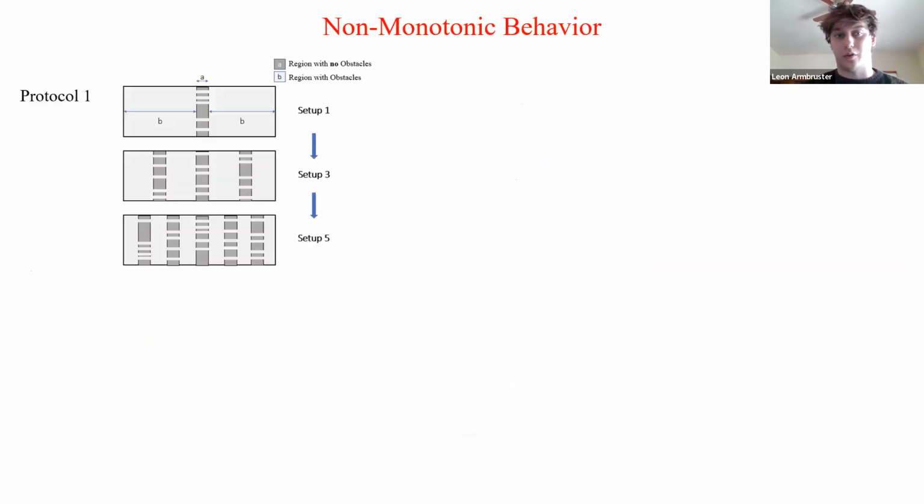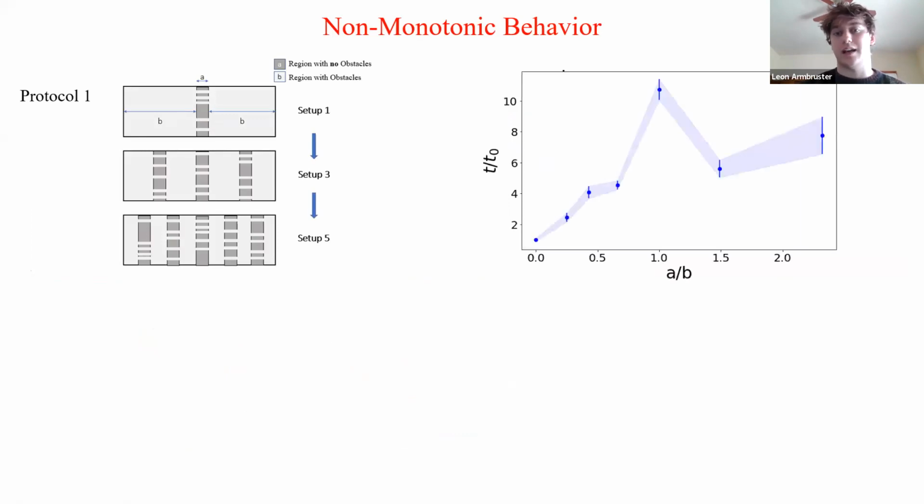And here we see the non-monotonic behavior. So again, for protocol 1, we increase the number of A's. And we see that at the ratio of A over B equal to 1 is a peak, and then afterwards a decrease, and beforehand an increase.